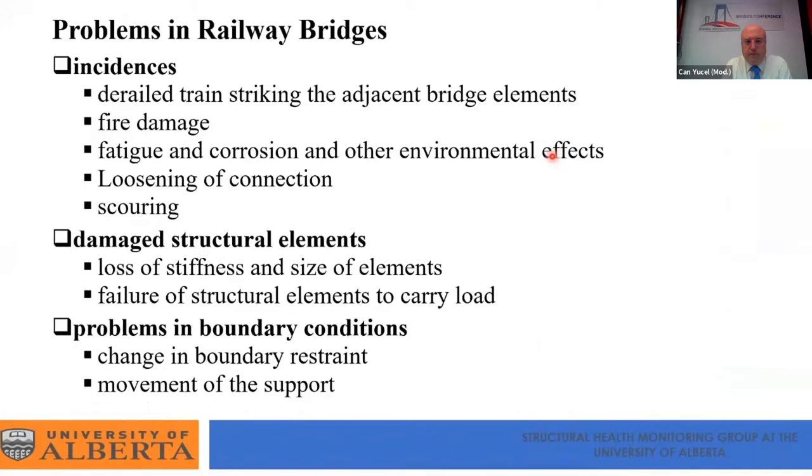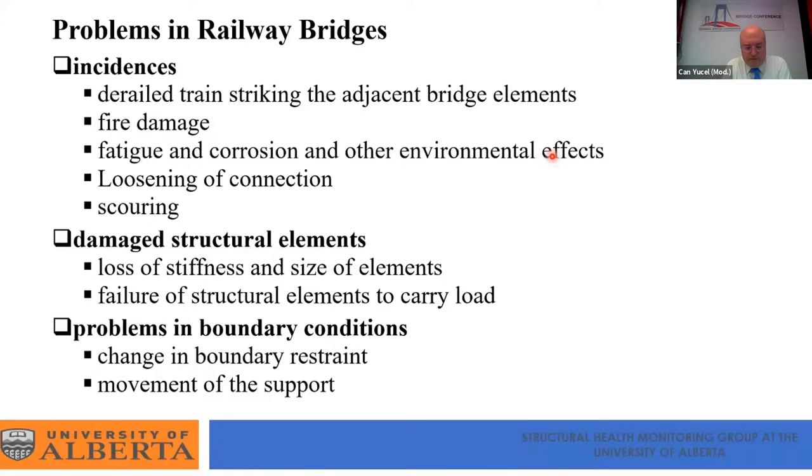The problems that these railway bridges face are caused by various incidences, as reported in the literature. These incidences include derailed trains striking the bridge elements, damage caused by fire, fatigue, corrosion and other environmental effects, loosening of connections over time, and also the effect of scouring. These incidences cause different types of damage to the bridge, and these include damage to structural elements, which involves loss of stiffness and loss of thickness or size of elements, and also, more seriously, failure of a structural member altogether to carry the load.